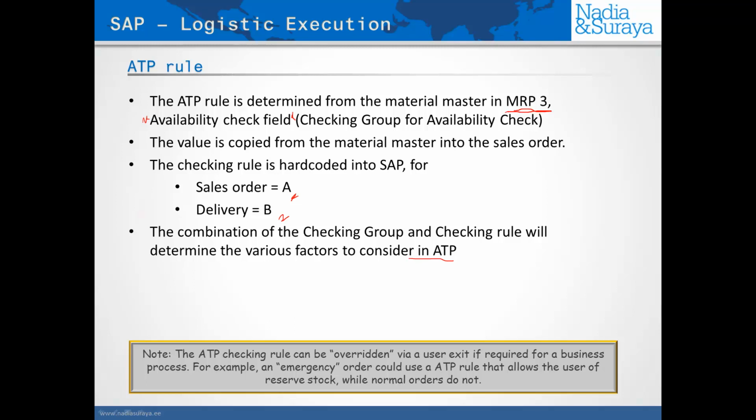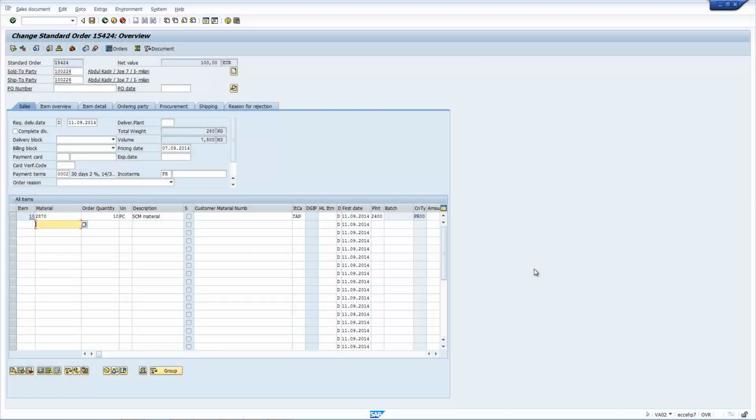For example, I might take into account production orders, and if it was for the same checking group but a delivery, I might only take into account planned orders. As an example, we'll have a look at this in more detail in a minute.